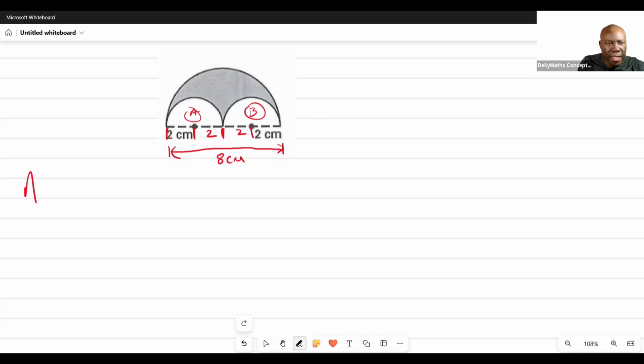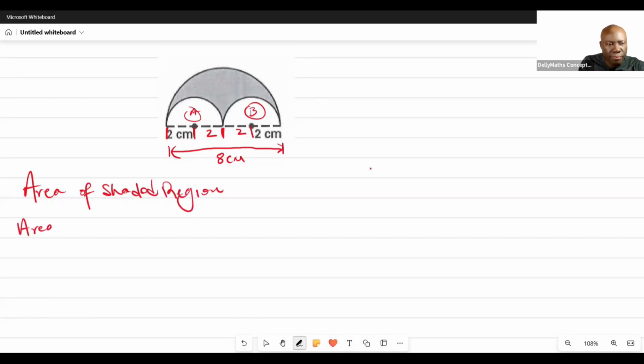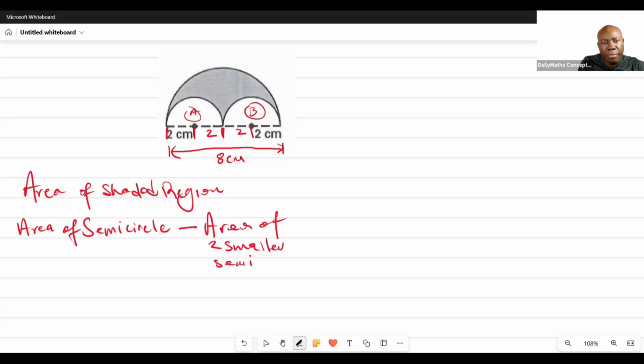so we could say the area of the shaded region equals the area of the biggest semicircle minus the area of the two smaller semicircles, all right? So we have the area of the biggest semicircle there, and then we're going to subtract the area of the 2 smaller semicircles. Now let's find the area of the biggest semicircle.